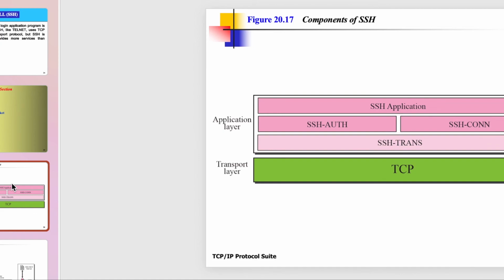Components of SSH. Another popular remote login application is Secure Shell, SSH. Like Telnet it uses TCP as the underlying transport protocol, but SSH is more secure and provides more services than Telnet. SSH is an application layer protocol with four components, which are the SSH application, authentication, connection and transport.